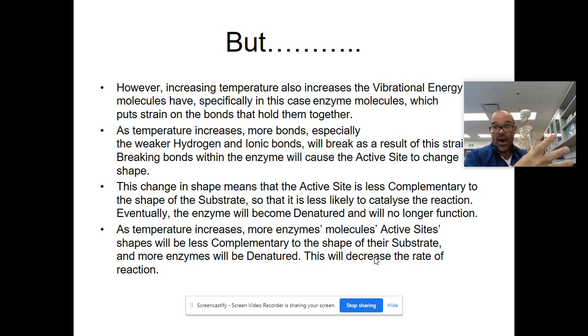And when those weak hydrogen bonds and the disulfide bridges and the weak ionic bonds break, your active site loses its shape. Okay, so again, think of a lock and key. A little bit of an outdated reference, but this helps, right? Because if you think of your lock changing its shape a little bit, now the key doesn't fit in right. It's basically what happens.